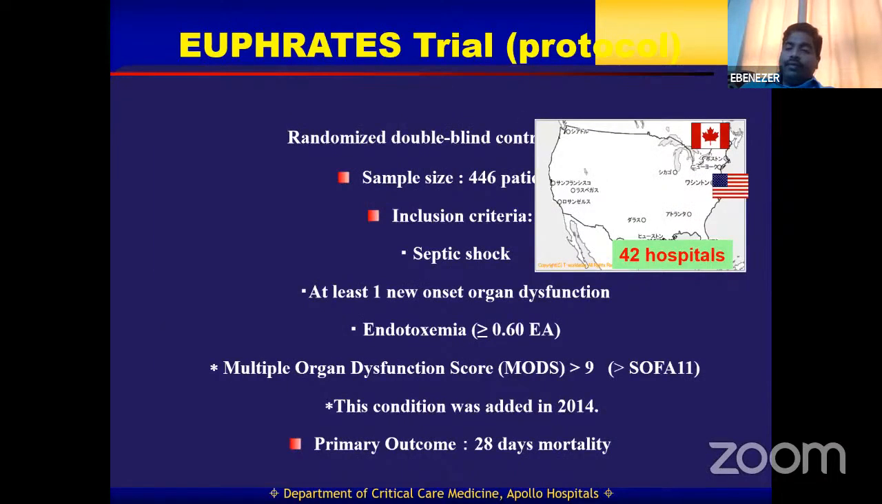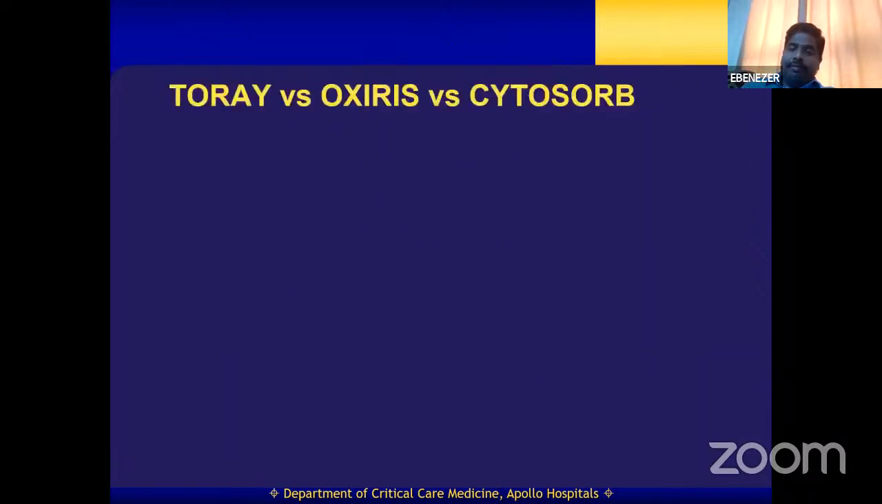Okay. The EUPHRATES trial was a landmark trial which clearly proved that there was no difference in mortality. And the Surviving Sepsis guideline of 2021 has clearly said that polymyxin B hemoperfusion should not be used for septic shock. They feel that it has no effect. It has no mortality benefit.